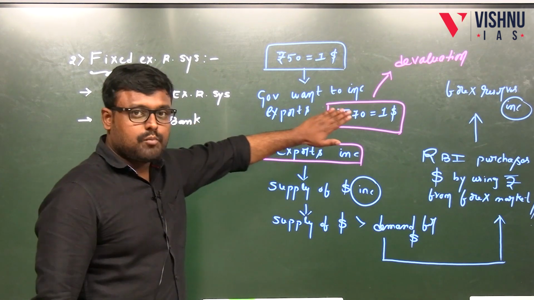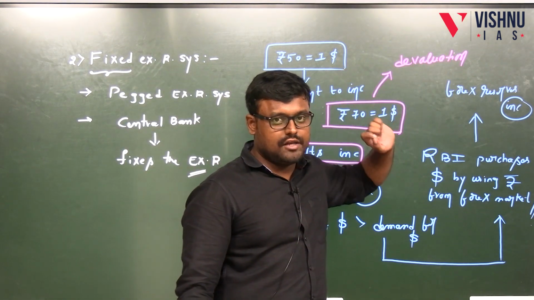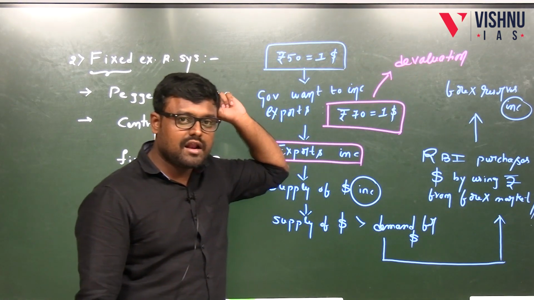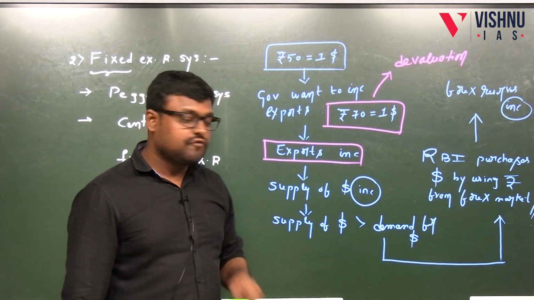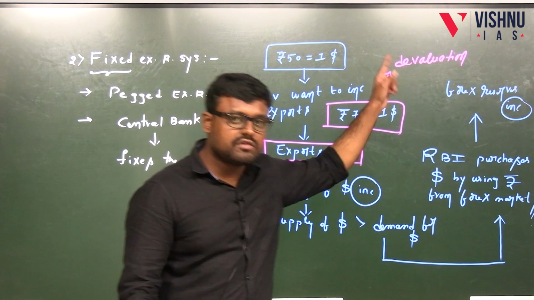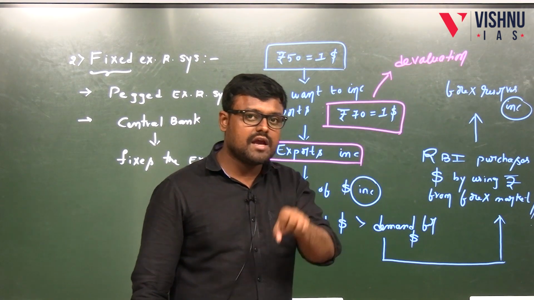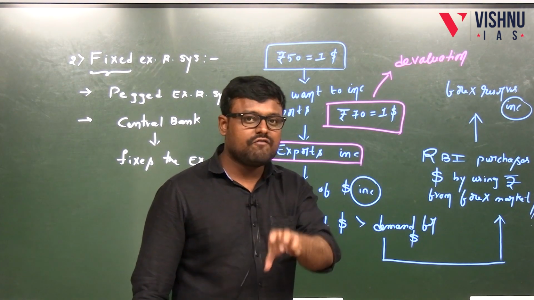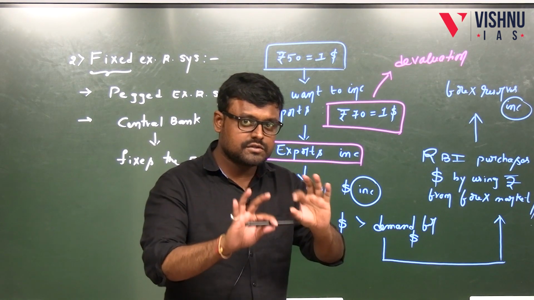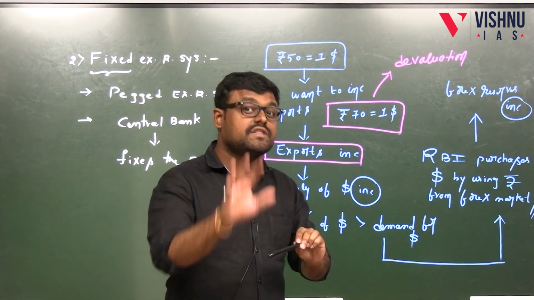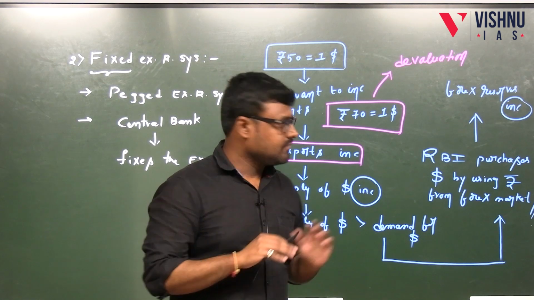So that is one point. You understand the definition of devaluation. Devaluation comes only under the fixed exchange rate system. So when devaluation happens, what happens to the forex reserves held by the RBI? The forex reserves increase. Why do forex reserves increase? Because under forex reserves, the first one is foreign currency. That foreign currency will increase, right?